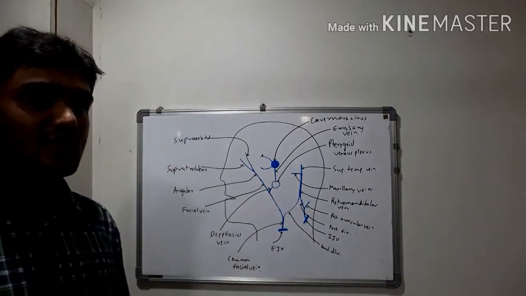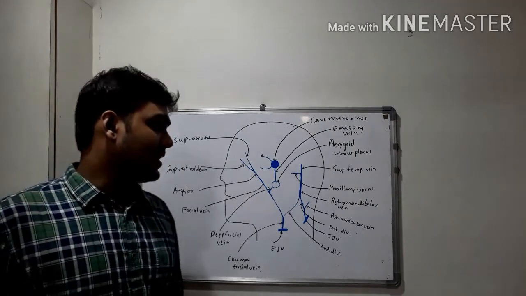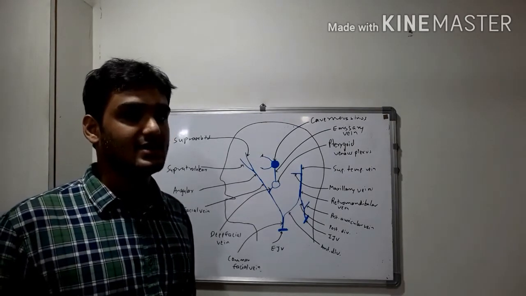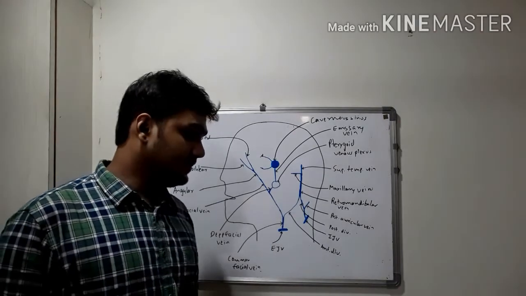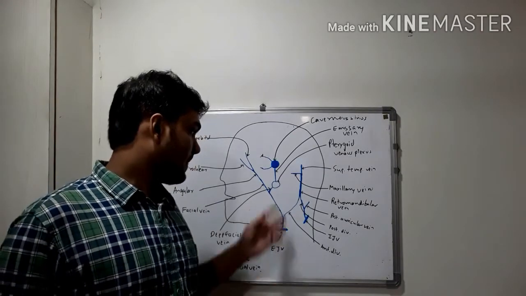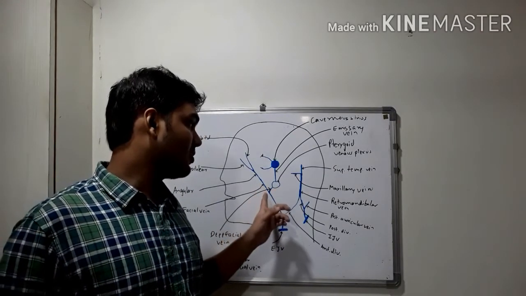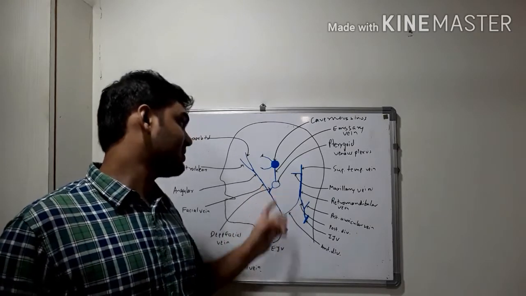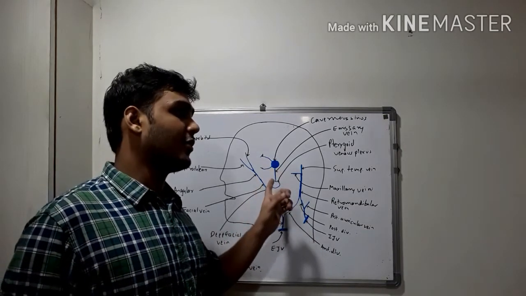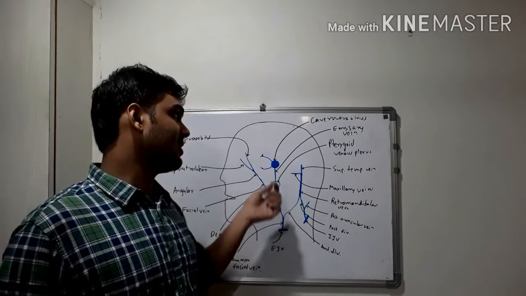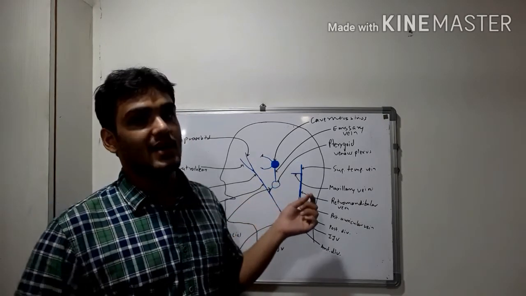Now talking about the connections of facial vein, so it has two connections. One is with the cavernous sinus. The facial vein is connected to the pterygoid venous plexus through the deep facial vein. Then from the pterygoid venous plexus arises the emissary vein, which is connected to the cavernous sinus.